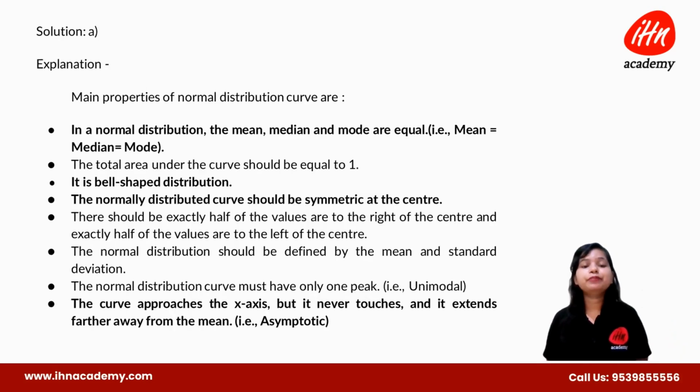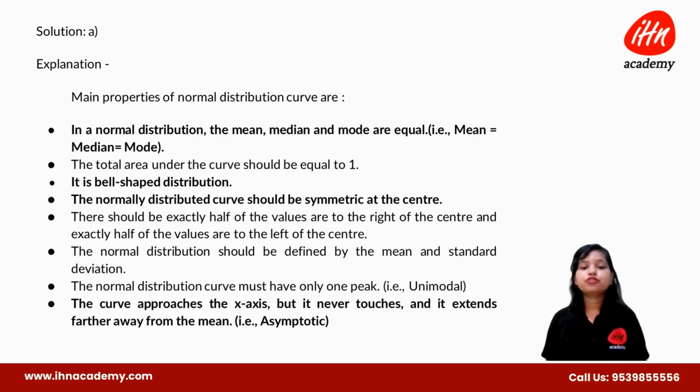So I have given some main properties of normal distribution curve in the explanation. You can have a quick revision about the normal distribution. Here the mean, median, mode are equal. That means they coincide. The total area under the curve is equal to 1. It is bell-shaped distribution. The curve should be symmetric. It should be always symmetric, not asymmetric. Then there should be exactly half of the values in the right, half of the values in the left.